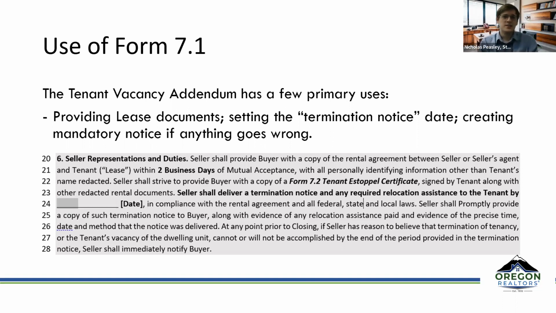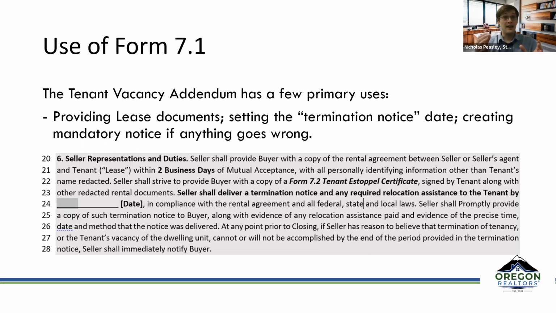Back to this Section 6. So you're supposed to give them a copy of the lease, redacting various information. Seller will do their best to ensure that the buyer gets a copy of an estoppel certificate. We'll cover those; I'll go into estoppel certificates a little later. And seller shall deliver a termination notice and any required relocation assistance to the tenant by a date. You'll set a date. Basically you say, seller, if you are going to send a termination notice, you're going to send it by this date. If you aren't having the seller send a termination notice, you should be using a different document. That's 4.2, which would go into place if you're not terminating the tenant.